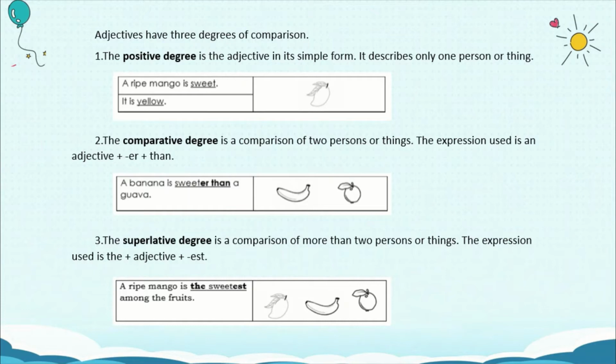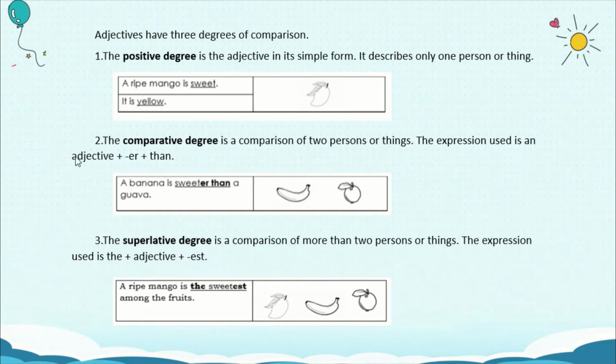Our lesson for today is the 3 degrees of comparison. The first one is the positive degree. Positive degree is the adjective in its simple form. It describes only one person or thing. Example, a ripe mango is sweet. The adjective in the positive degree is sweet, modifying only one thing, which is a mango. Remember, when we say positive degree, it only describes one person or thing.